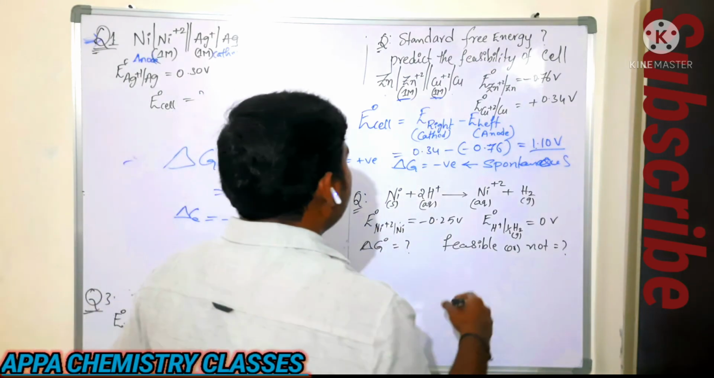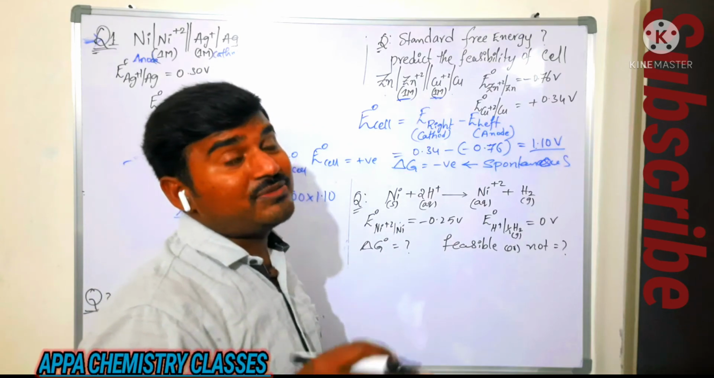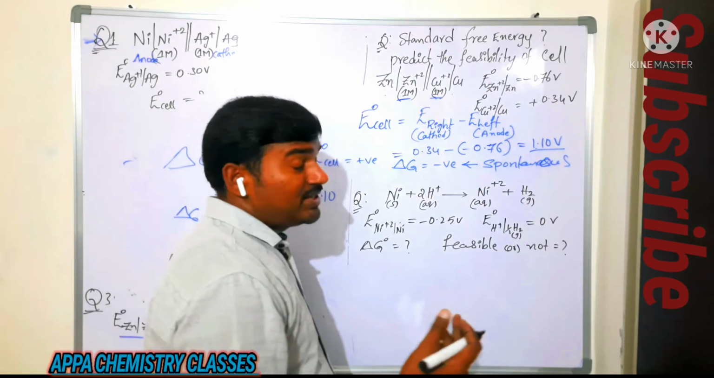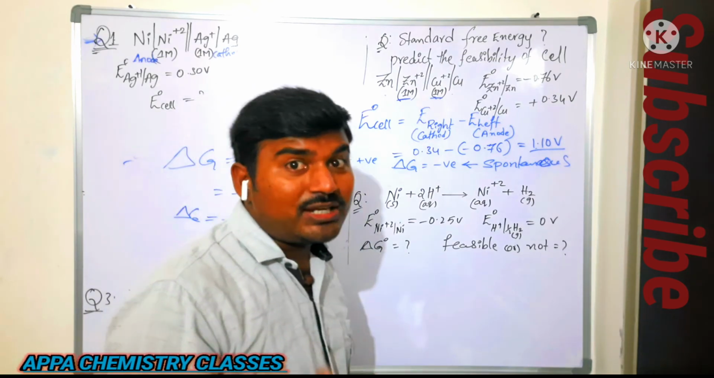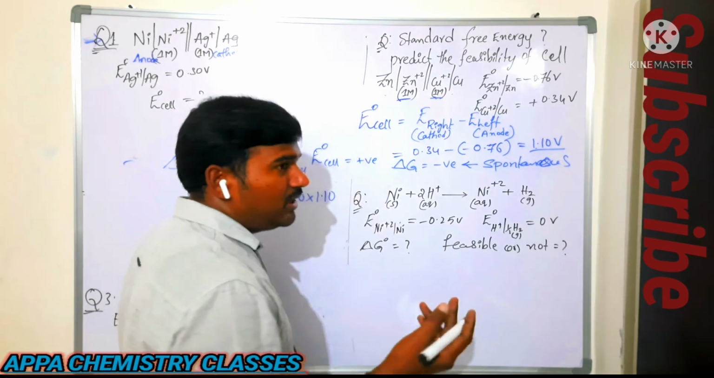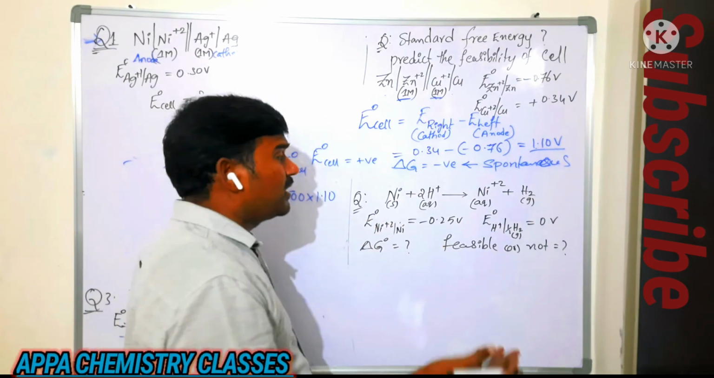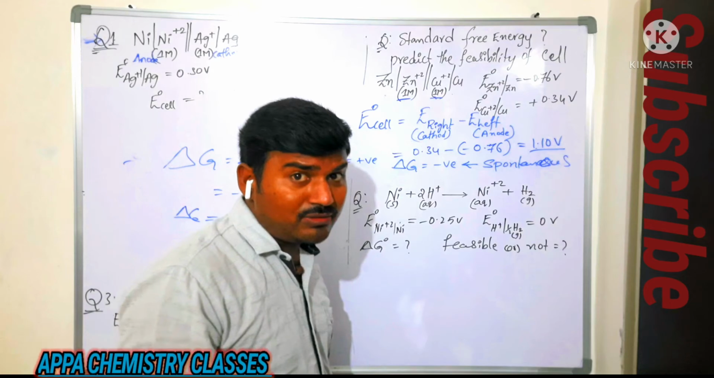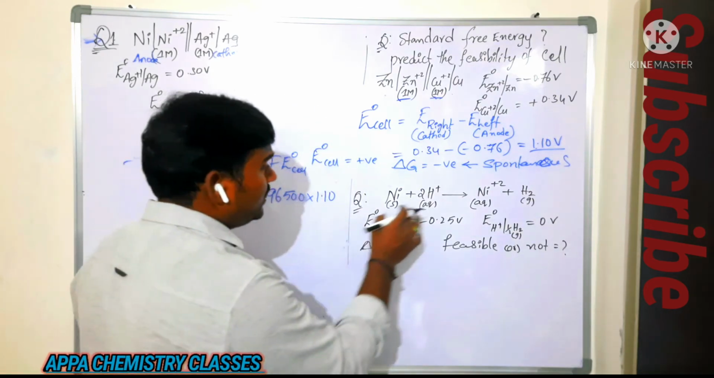Next here, if they are not given the cell representation, they are given like this. So how to identify which is undergoing oxidation, which is an anode and which is a cathode? That which undergoes oxidation is taken as what? Anode. Generally, always in electrolysis process or in electrochemical cell, oxidation takes place at anode, reduction takes place at cathode. Is that clear?